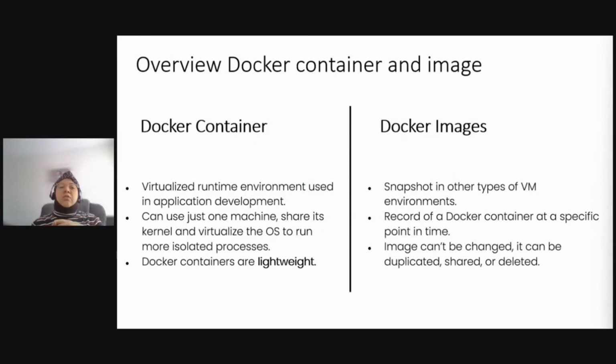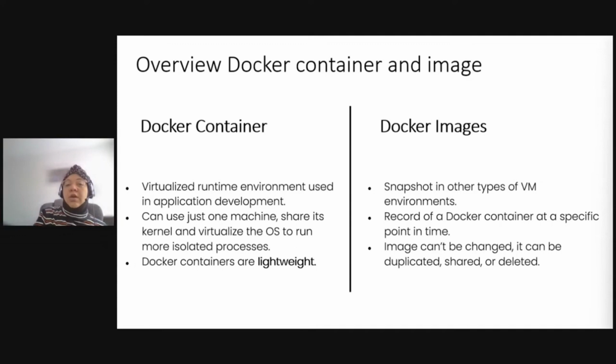Now we need to understand the difference between a Docker container and an image. A Docker container is a virtualized runtime environment used in application development. We mentioned that before when we talked about the definition of Docker. We are able to create, run, and deploy applications that are isolated from the underlying hardware. So a Docker container can use just one machine, share its kernel, and virtualize the operating system to run more isolated processes. So, Docker containers are lightweight.